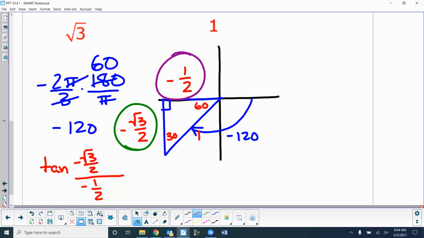Now remember, when you divide by a fraction, Trent, you multiply by the reciprocal, right? So 2 negatives make my answer positive. The 2's cancel, so it's just radical 3 over 1, which is radical 3.